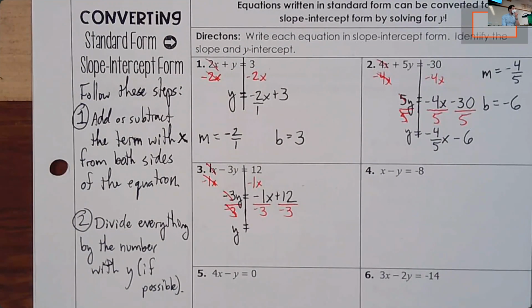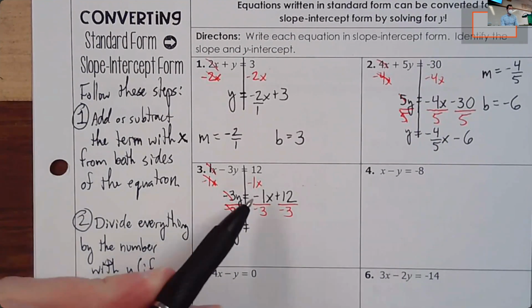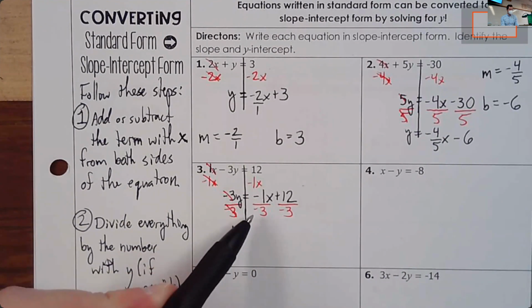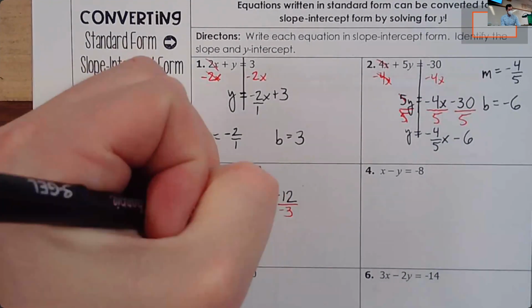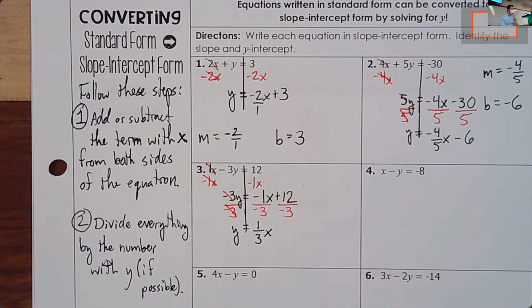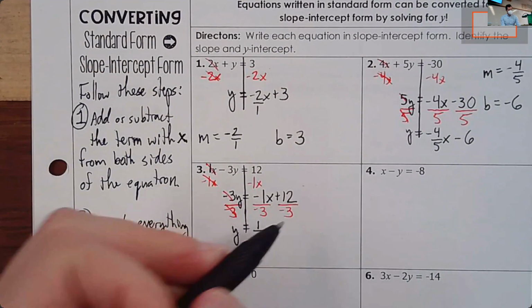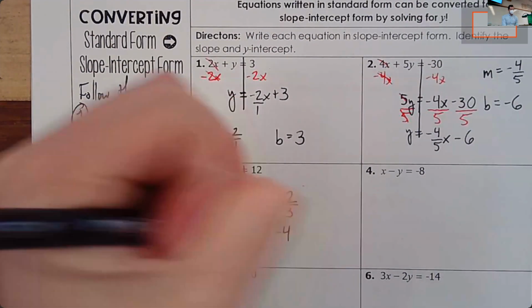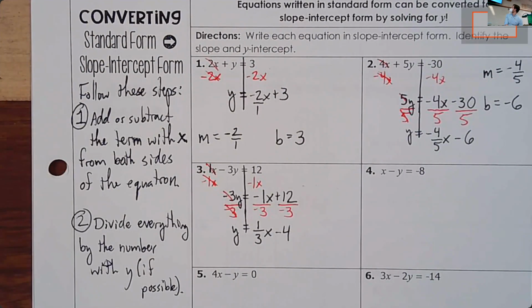And a -1 divided by a -3, it doesn't simplify in terms of the numbers, but a negative divided by a negative is always a positive. So instead of -1 over -3, I'm just going to have 1 over 3x. And then I know that 12 divided by -3 is -4. And that's a whole number. So my slope-intercept equation is y equals 1 over 3x minus 4.